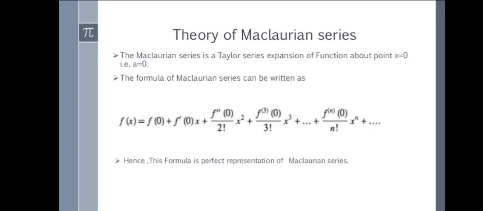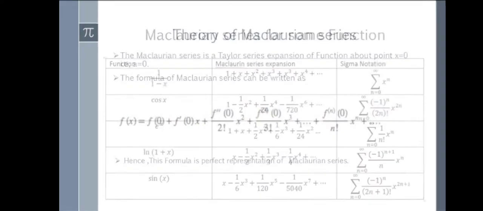Theory of Maclaurin series. The Maclaurin series is a Taylor series expansion of a function about the point x equals 0, i.e. a equals 0. The formula of Maclaurin series can be written as f of x equals f of 0 plus f dash of 0 into x plus f double dash of 0 by 2 factorial into x square plus f triple dash of 0 by 3 factorial into x cube plus so on, f to the n of 0 by n factorial into x power n plus so on. Hence this formula is the perfect representation of Maclaurin series.